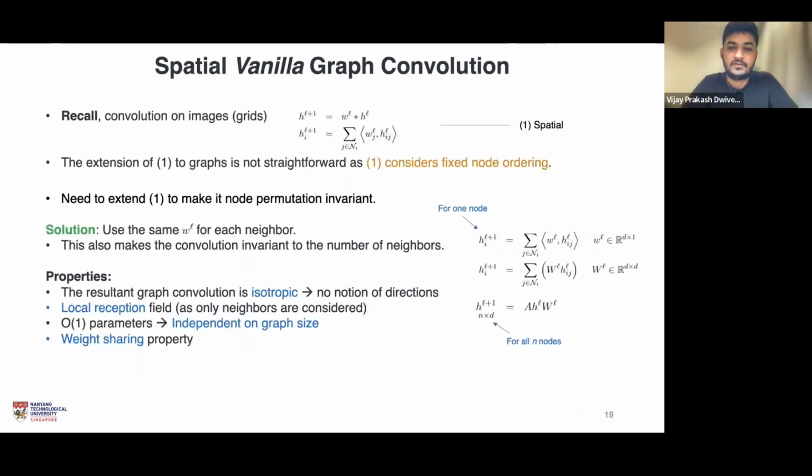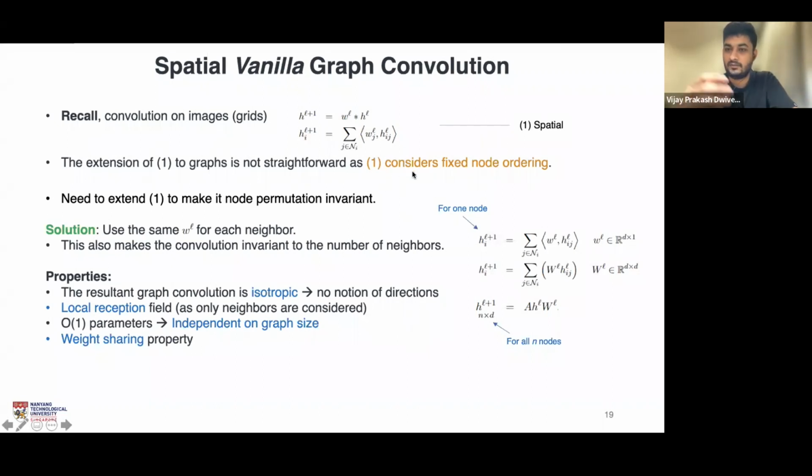We'll try to move ahead and simplify this. First of all, if we look at the spatial convolution that was defined on graphs, it has this form. And we also saw that we cannot straightforwardly generalize this to images, because this filter considers a fixed node ordering, which we don't have for graphs. One simple solution is to use the same W for each of the neighbor nodes. So if W_jl is replaced by simply W_l, there is no correspondence with the node ordering, we remove the j, and then we have a spatial graph convolution. It's a very simple generalization.